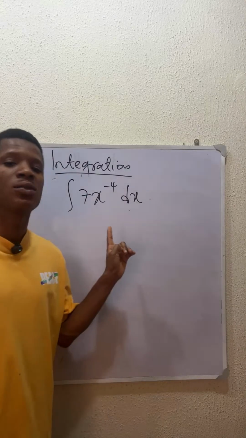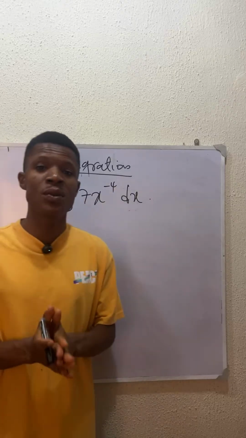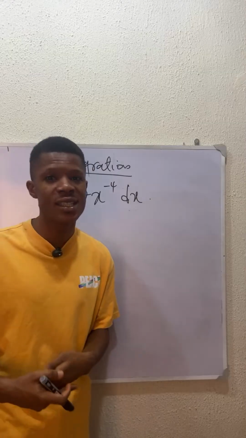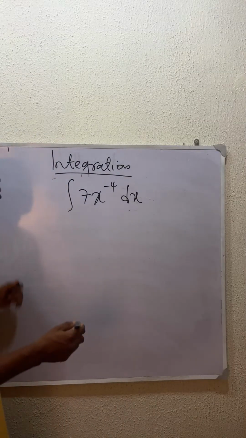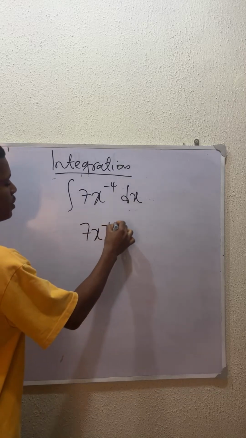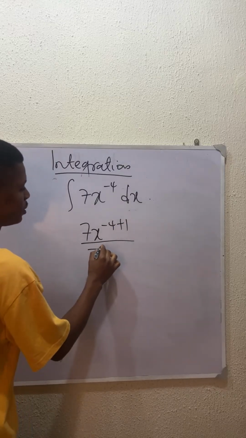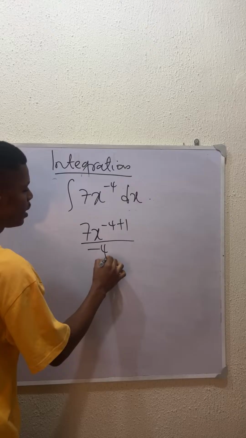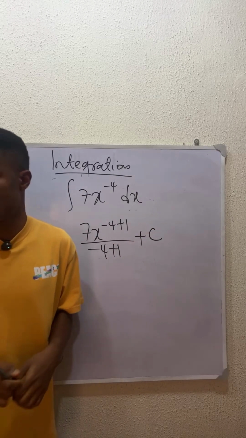Let's try to integrate 7x to the power minus 4. Here it looks a bit tricky, but we are going to get it very simple. What does it take to integrate a function? Remember, we have 7x to the power minus 4. We increase the power by 1 and divide by the new power. The new power is minus 4 plus 1, plus the constant of integration.